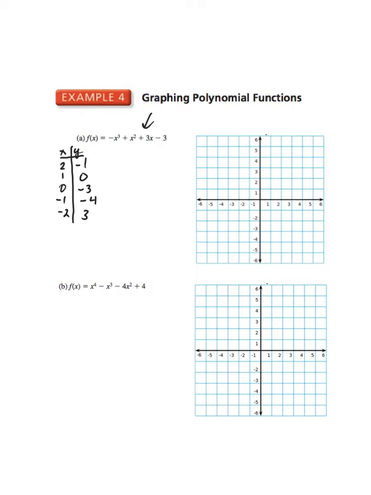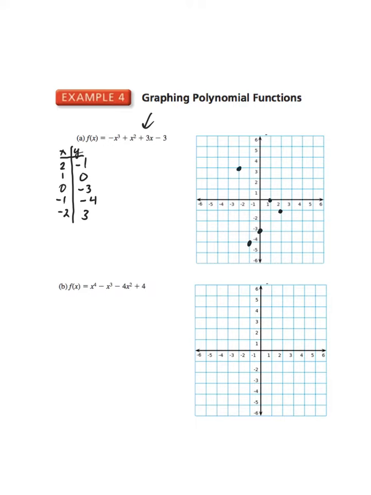So I'm going to graph these points, and then we're going to talk about the end behaviors. So 2, -1; 1, 0; 0, -3; -1, -4; -2, 3.